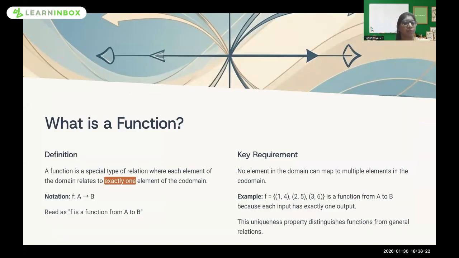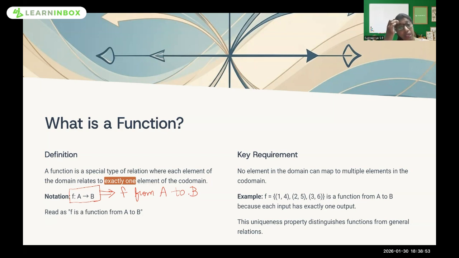Moving on with function. Already we saw the definition of function. It must be getting only one element of codomain. So in notation, we will be saying f from A to B. This in wordings, if I have to say, f from A to B, that is what the meaning of this notation is.